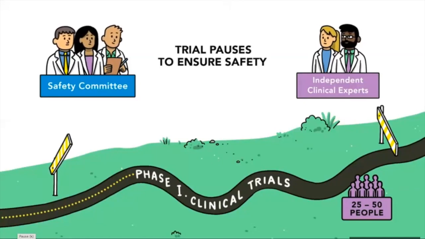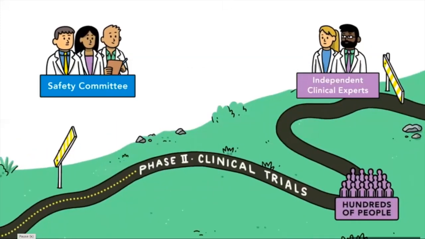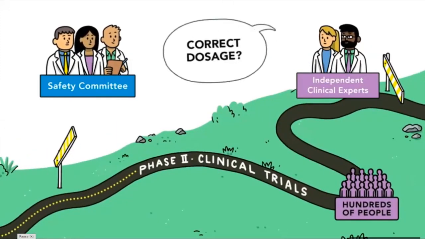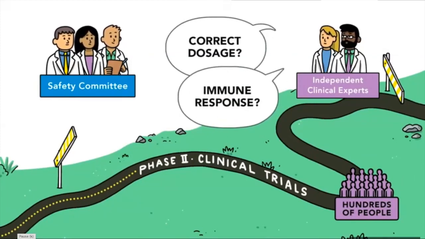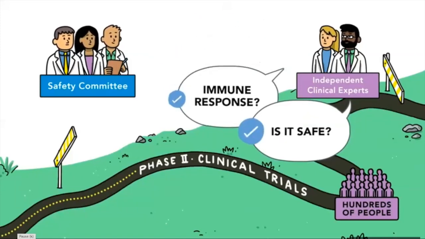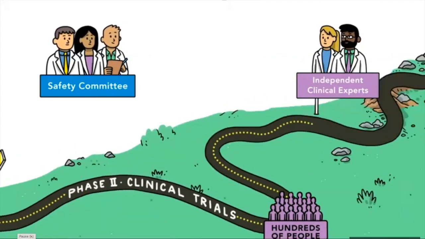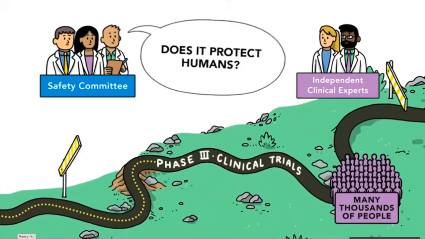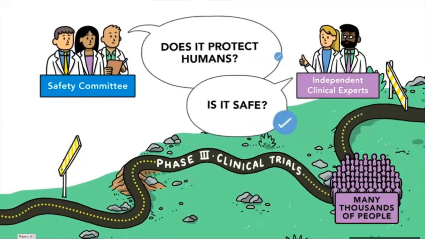Sometimes they'll pause the trials to check the results, always making sure the candidate vaccine is safe. The next phase involves testing a larger group of people to find out the appropriate dose, whether it stimulates an immune response, and of course, to assess its safety. Once the results have been checked by the independent expert observers, the candidate vaccine is evaluated among thousands more volunteers. This phase determines whether it is effective against disease.